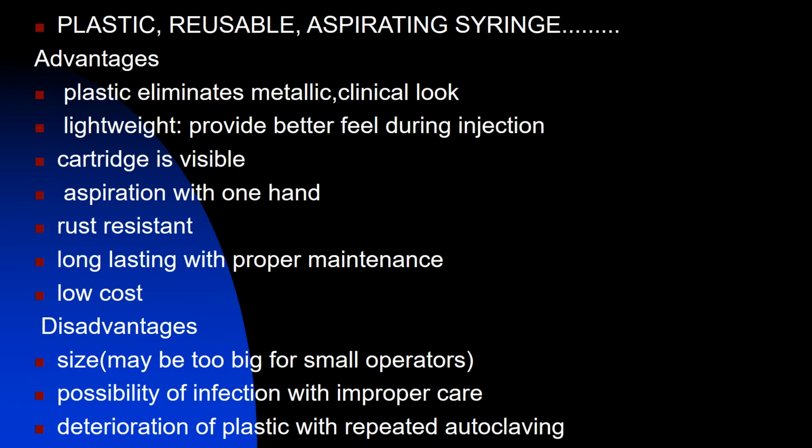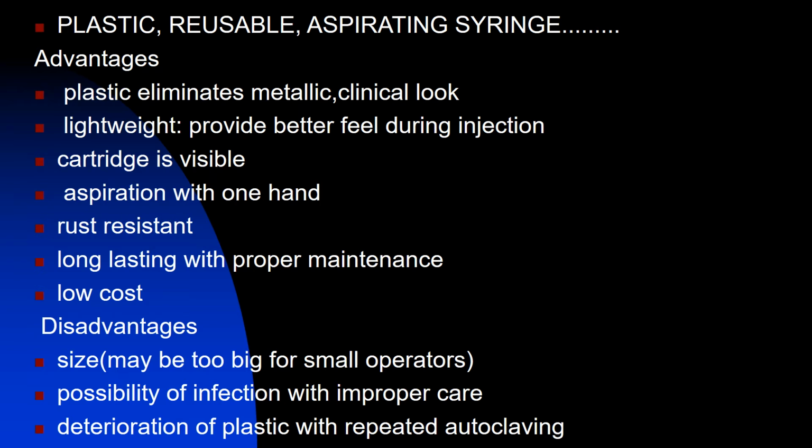Next one is the plastic reusable aspirating syringe. The main advantages are that the plastic eliminates the metallic and clinical look, it is lightweight, and provides a better feel during injection. The cartridge is visible. Aspiration is possible with one hand, it is rust resistant, long lasting with proper maintenance, and low cost.